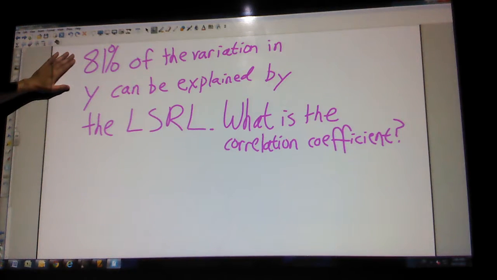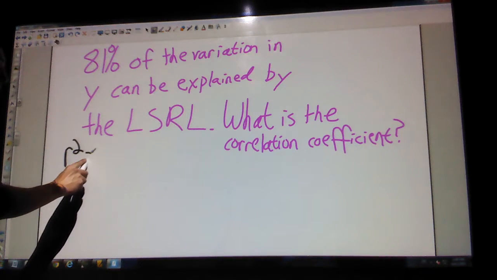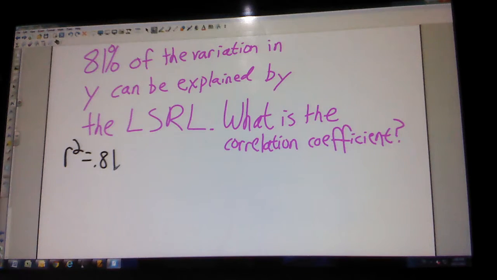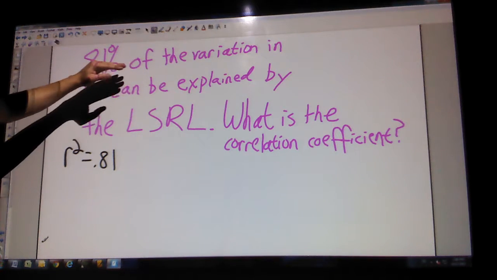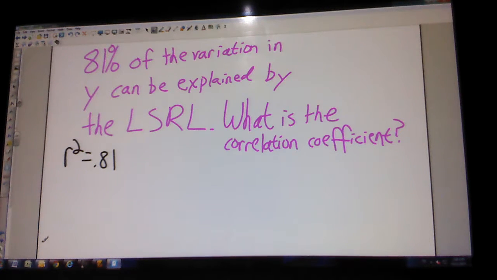81% of the variation in Y can be explained by the least squares regression line. Please tell me what is the correlation coefficient. Now this problem looks extremely difficult, but it's not. What information did they give us? They gave us that R squared is 0.81. The percent that can be explained by the least squares regression line is R squared. So that's not that hard.